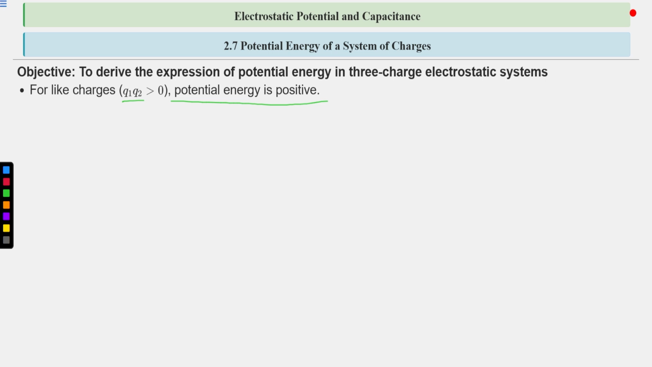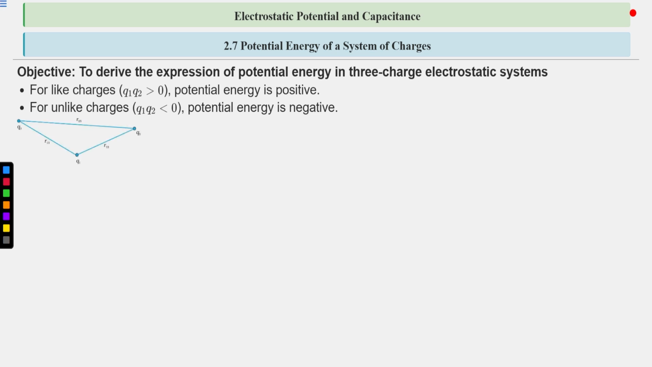But if the polarity is inverse, one charge is positive, one charge is negative, then the potential energy stored will be negative. For unlike charges, Q1, Q2, the product of both charges will be less than 0. Hence the potential energy stored is negative.